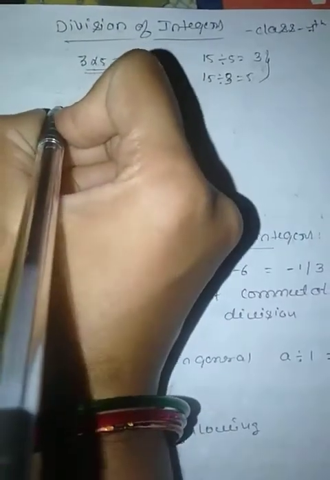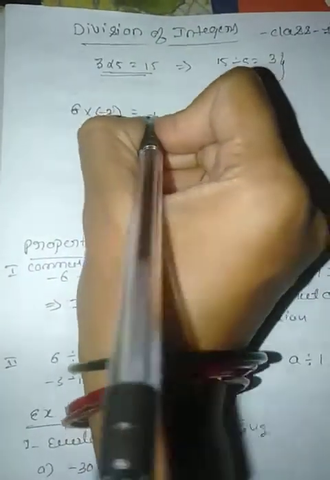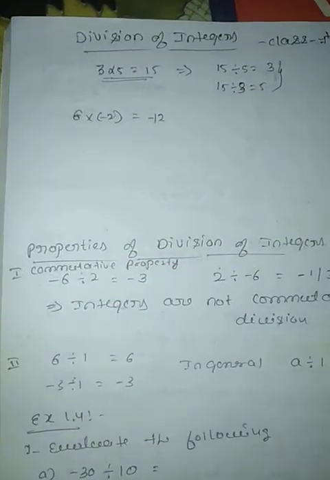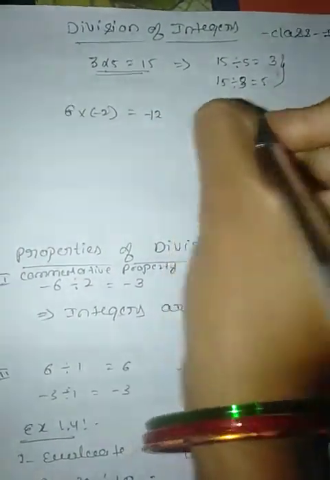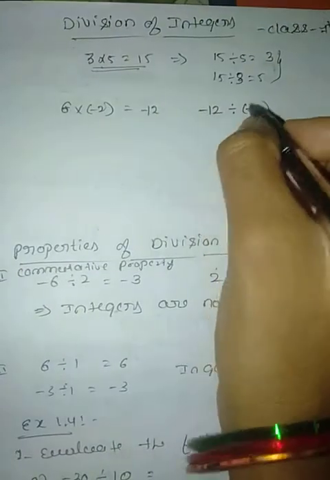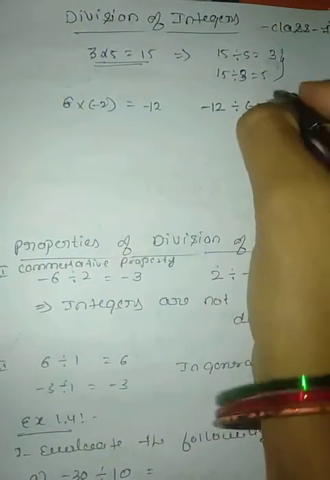For example, take two integers. One is 6 into minus 2. 6 into minus 2 is minus 12. So now write it in the reverse process of division. So we can write it as minus 12 divided by minus 2. First the signs cancel out, minus and minus cancel out. 2 1s are 2, 2 6s are 12. So here 6 is the answer.